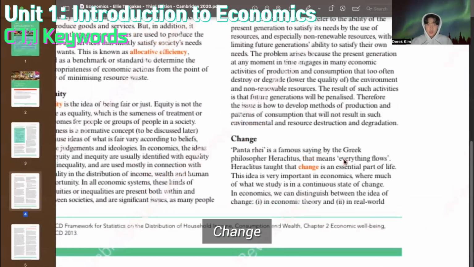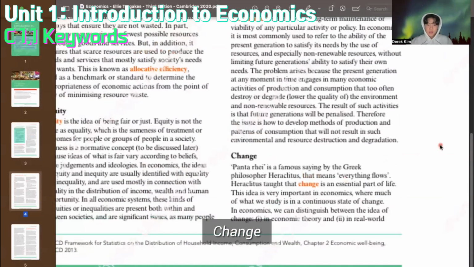Next, change. Panta rhei is a famous saying by the Greek philosopher Heraclitus, which means everything flows. Heraclitus taught that change is an essential part of life. This idea is very important in economics, where much of what we study is in a continuous state of change.